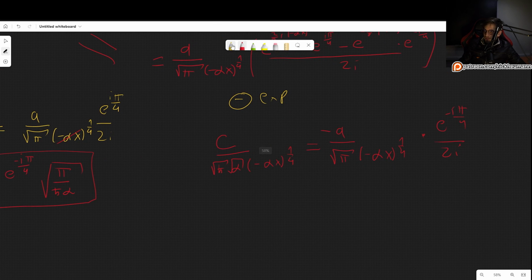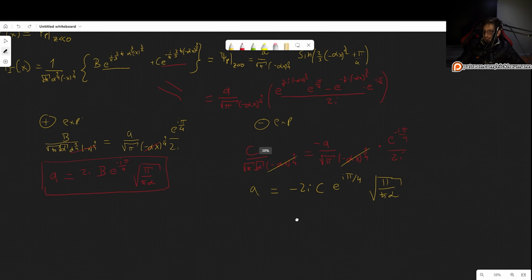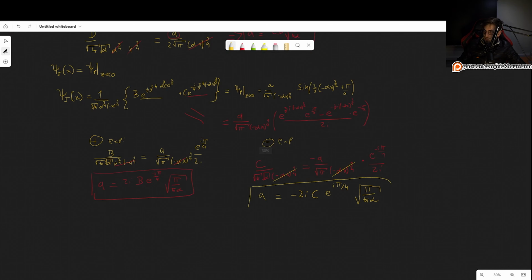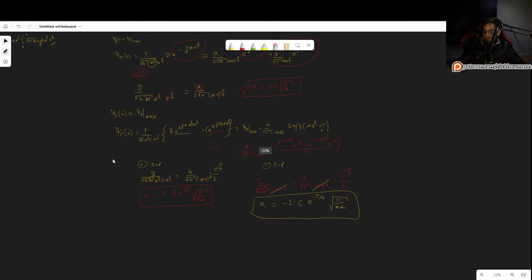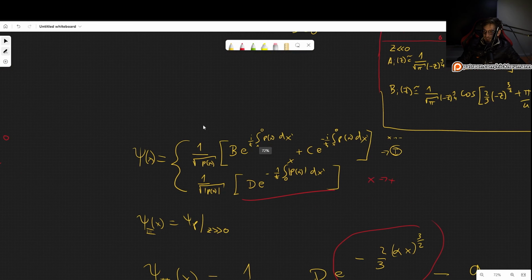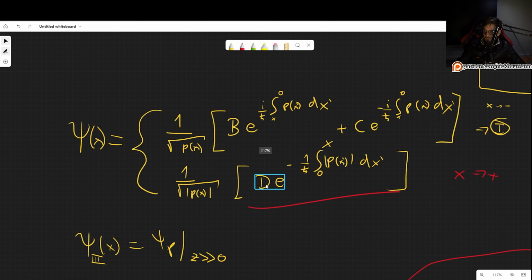So from this, let's now find a. So a is going to be minus 2ic e to the positive i pi over 4. And let's see, this and this cancel out. And then we have square root of pi h bar alpha. So there we go. Now we can connect every single constant, right? And as I mentioned, our objective is to get rid of b and c and replace everything with d, because we can find it by normalization, and integrating this is much easier than integrating that.